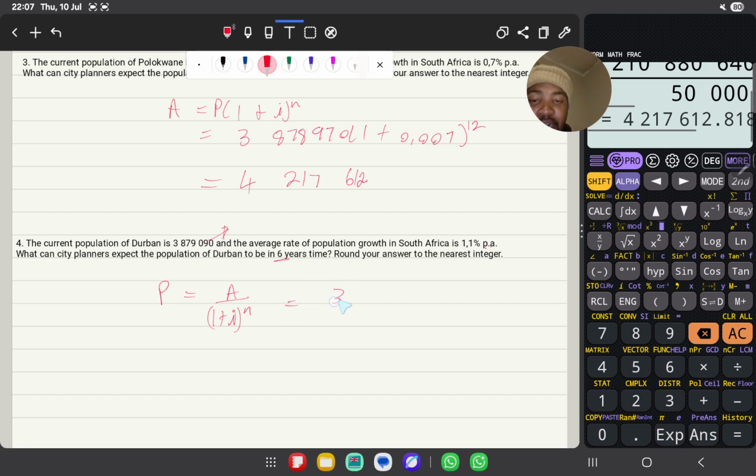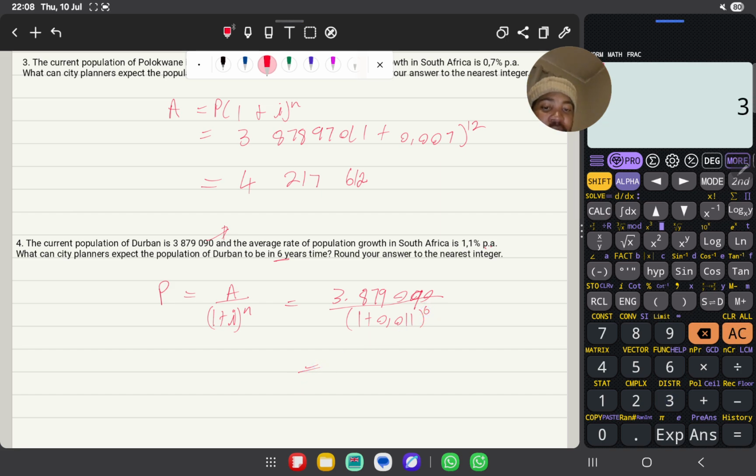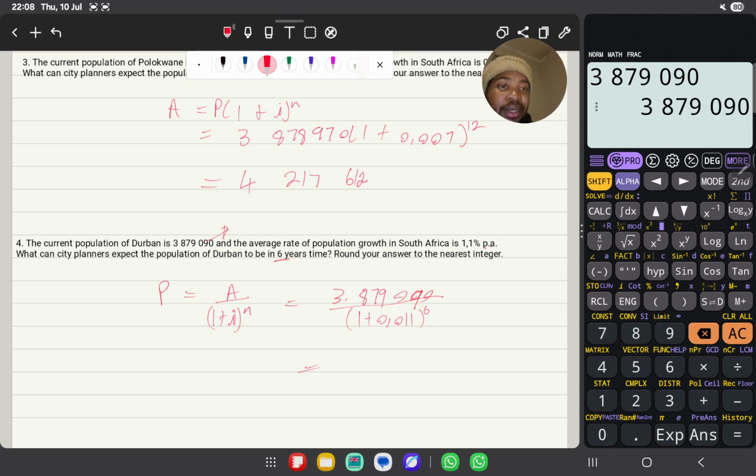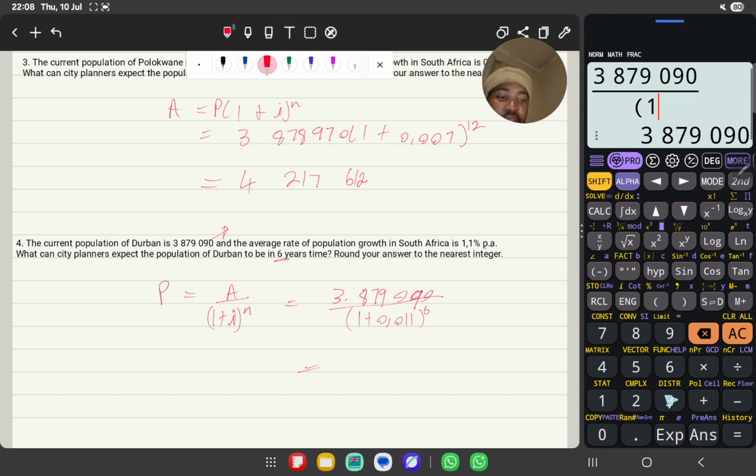So of course it will be 3,879,490 divided by 1 plus 0.011 to the power of 6. You punch that into your calculator, you will get how many people were there back then.